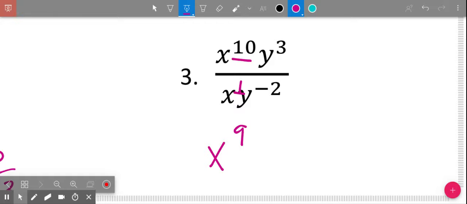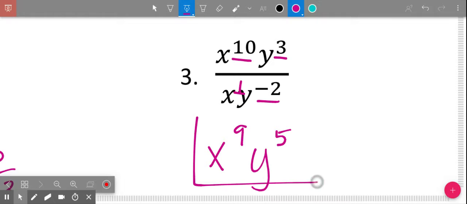And then on the y's, we have y cubed divided by y to the negative 2. So 3 minus a negative 2. Well, remember, when you subtract a negative number, you're going to add. So that becomes y to the positive 5th. And that's going to be my final answer. Everything has a positive exponent, so I'm good to go.